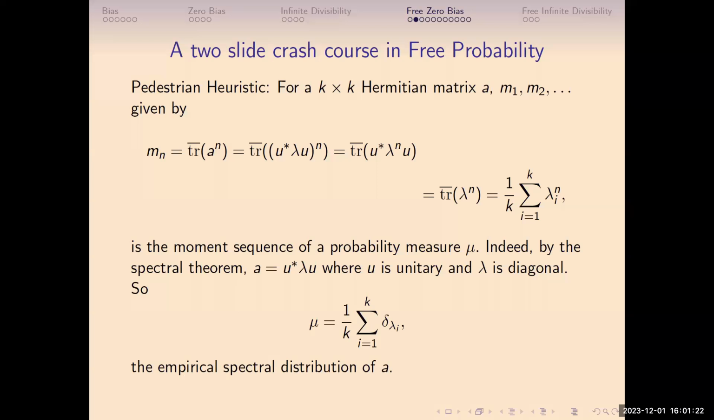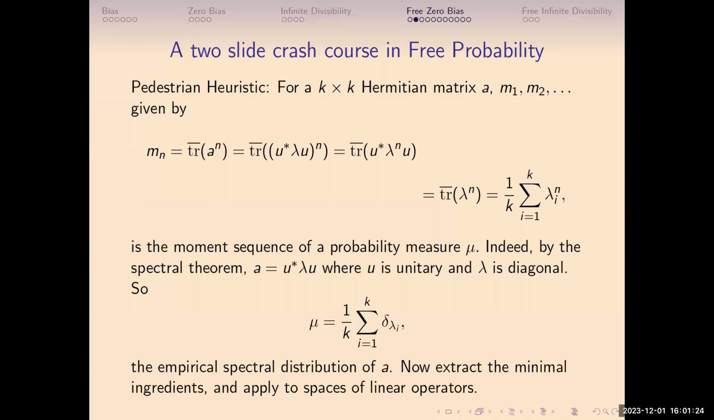Okay, and now we can ask, let's extract the minimal ingredients. You need something like a trace, you need something like an adjoint, et cetera, and apply this to spaces of linear operators. That's slide 1 of what it means to be in free probability, right? We work with these linear operators on spaces on which we've endowed enough structure so that this kind of argument applies, such that to every one of these operators, we can associate a probability measure in the same way we can associate a probability measure with a K by K Hermitian matrix. Halfway through the course.